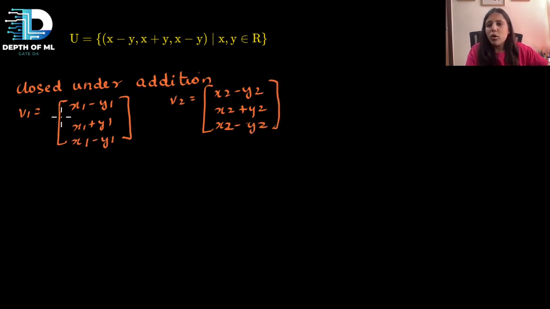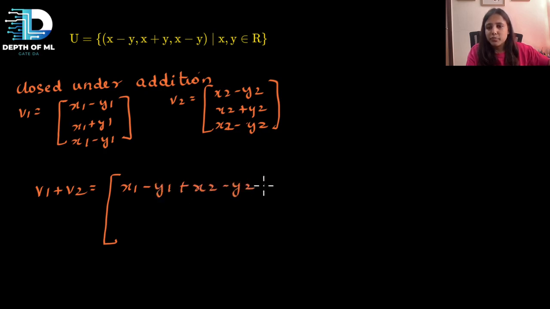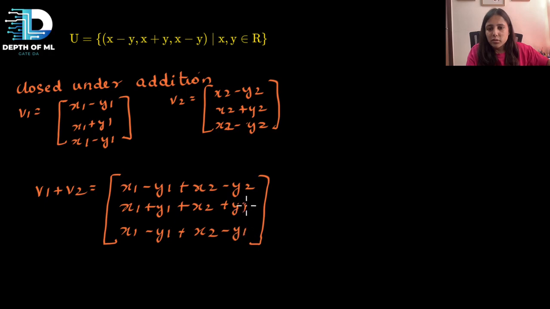So if v1 and v2 belong to U, then v1 plus v2 should also belong to U. Okay, so I have to check whether v1 plus v2 is of the form that is given over here. So I'll add these two vectors. I'll get x1 minus y1 plus x2 minus y2. So I'm showing you this in a very elaborated fashion, but you can do it very quickly, without even doing these things. You can do these calculations in your head and you will get the answer. Now I'll just do a little bit of rearranging.